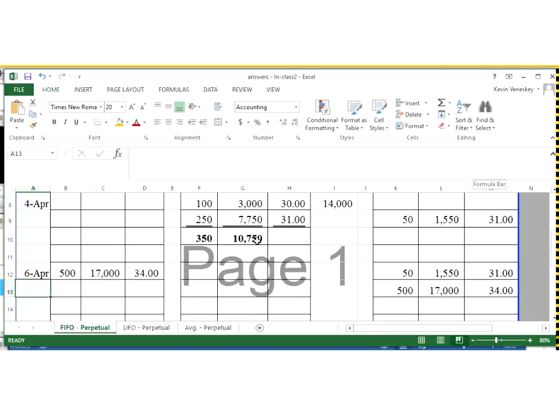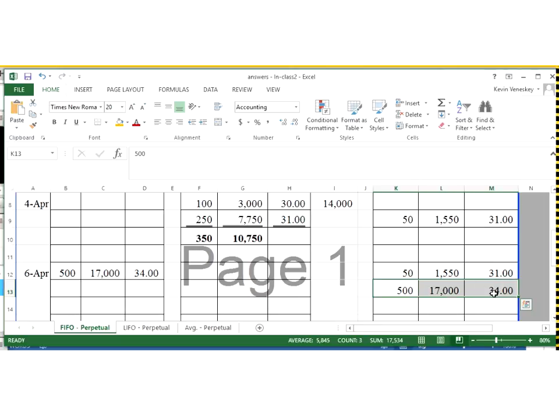So we move on now to April the 6th. On the 6th, I show 500 new items being purchased. Of those 500 items, it was total cost of $17,000. Do the division, 17,000 over 500 items is 34 a piece. So what I need to do is I need to come over to my ending inventory and add in those 500 items. Now there are two ways to add it in, and I'm going to show the first way here and then the second way on LIFO.